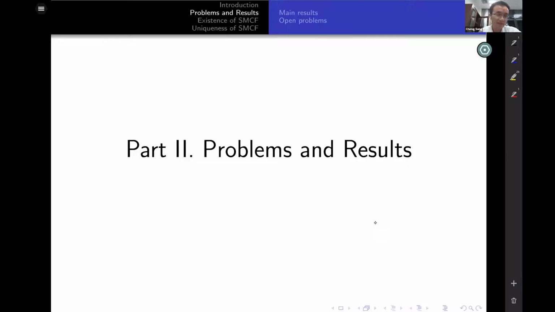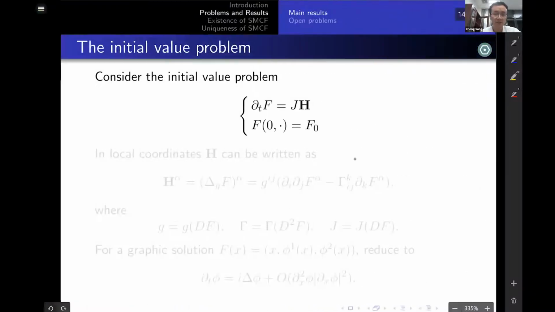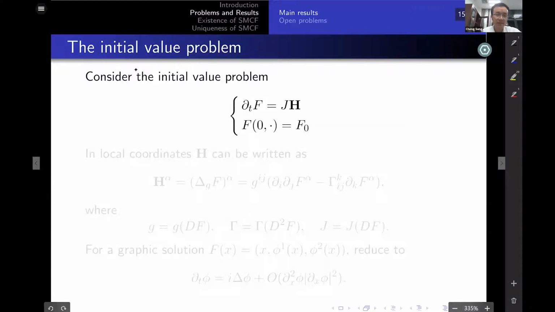So as you can see, there is a rich background about the Skew mean curvature flow, but I'm concerned about the initial value problem. I want to know, given a submanifold, how does it evolve along the Skew mean curvature flow? So the basic problem I have to answer is that can this flow start?